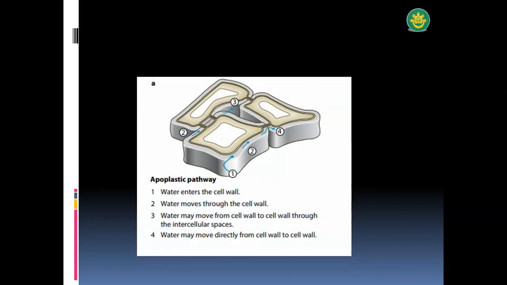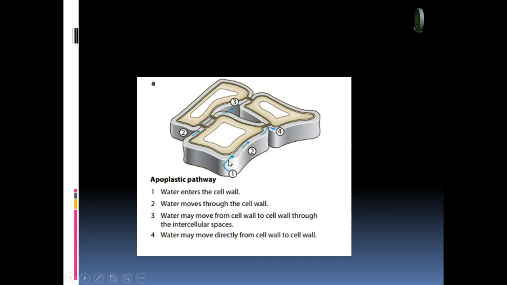So this is a diagram that shows the apoplastic pathway. And like I've said earlier, the apoplastic pathway is when water molecules travel from one cell to another only by means of the cell wall. So water molecules never really enter the cells or move into the cytoplasm. So they never really cross the plasma membrane. So this is the apoplastic pathway.